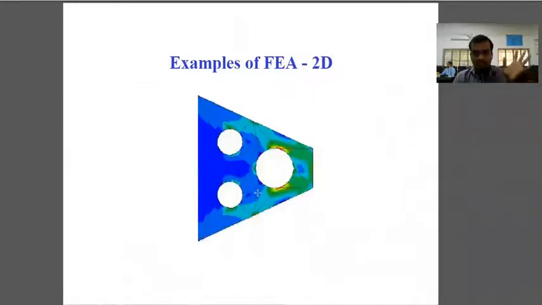Then next is your two-dimensional FEA problem or plate structure. Two-dimensional means there are only two dimensions which are comparable as compared to your third dimension.